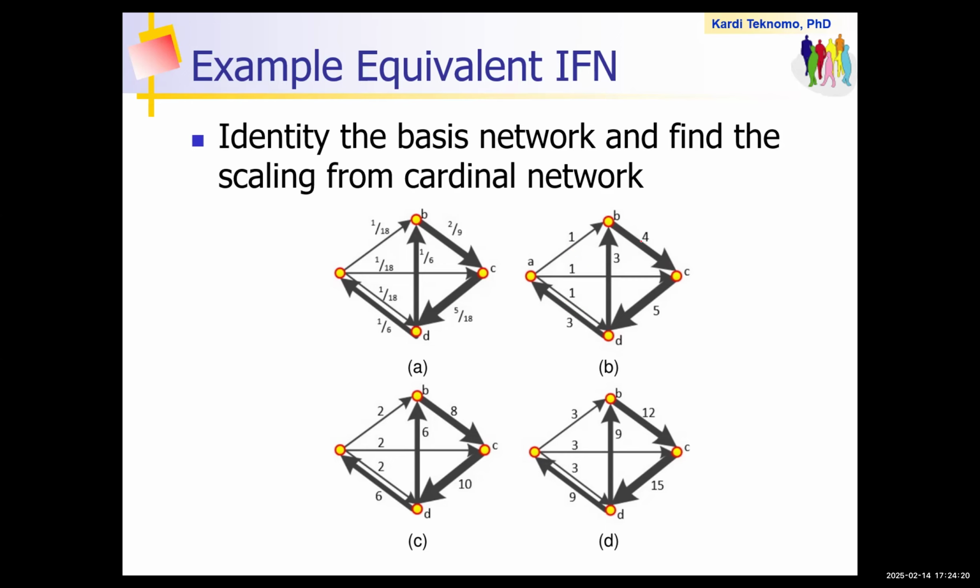If we multiply this by 2, you will get network C. So network B, if you multiply by global scaling 2, you will get network C. From network B, if you multiply by 3, you will get network D. And from the basis network, B is scaled by 18, that's correct.